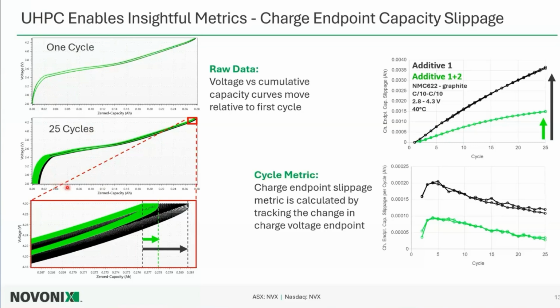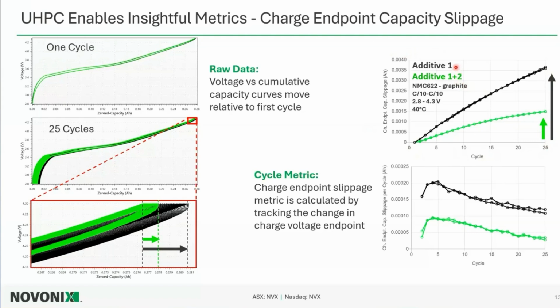And if we do this accurately enough, this is what we call charge endpoint capacity slippage, where we put a pin in the map at the end of our first cycle and over time just track where that endpoint is. So this green arrow and this black arrow in terms of a cycle metric can turn into a plot like this, where every cycle we're tracking where that endpoint is, how fast it's moving. And that can relate to the rate of these reactions that's occurring.